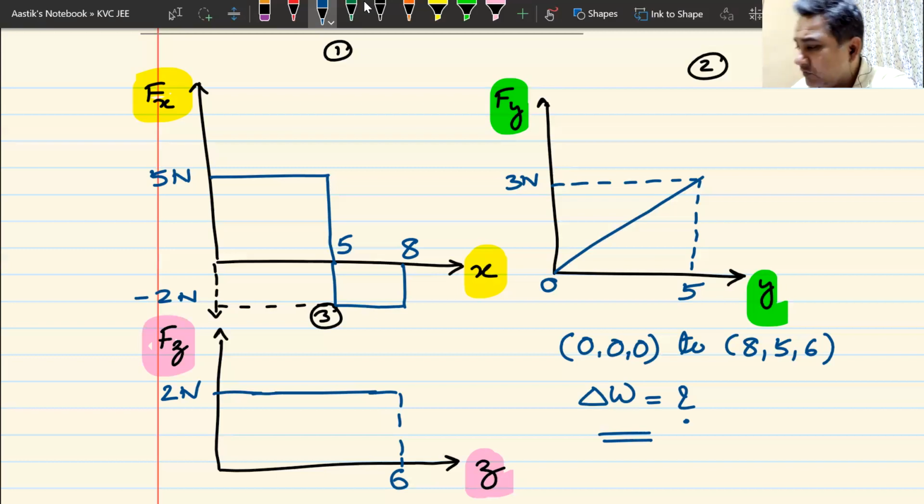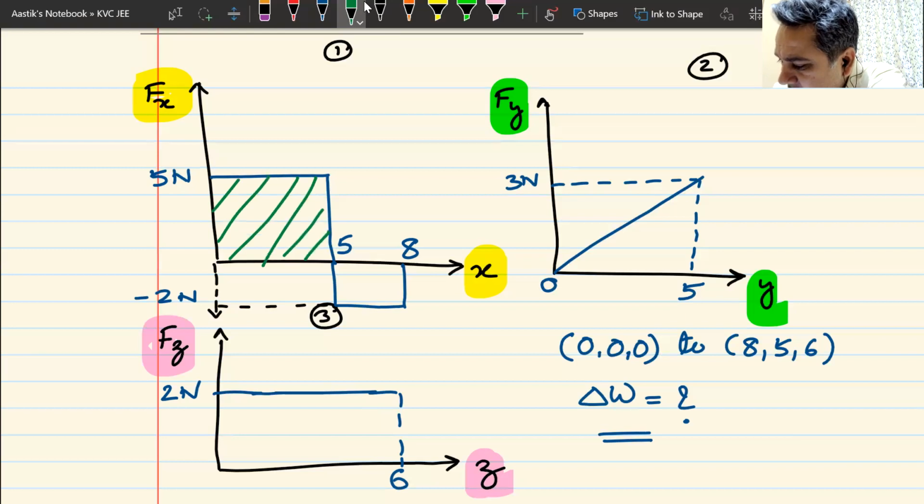It's time for us to solve this question. So how will I solve this question? I have to find the area. So let me first find this green area. How much is this green area? It is very simple. 5 multiplied by 5. So this is 25. And since this is above the x-axis, I will take it as plus 25.